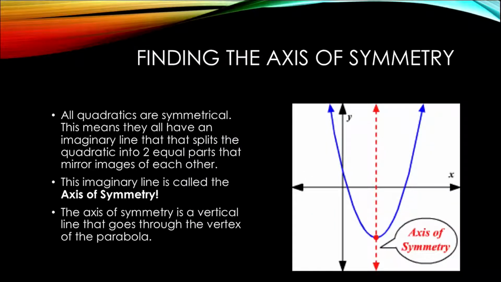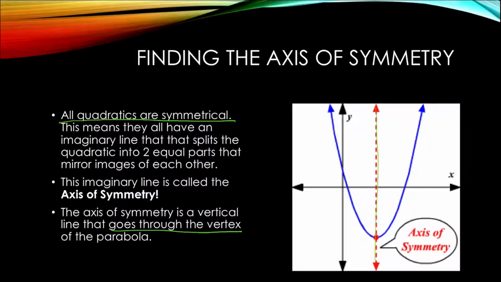Okay, my axis of symmetry. We know that all quadratics are symmetrical. This means they all have an imaginary line that splits the quadratic into two equal parts that mirror each other. This imaginary line is called the axis of symmetry. The axis of symmetry is a vertical line that goes through the vertex of the parabola. That's why that vertex is so powerful. We'll go over that in a little bit.